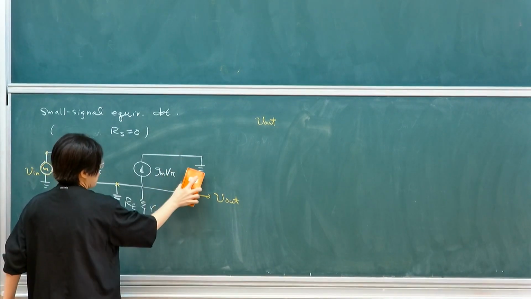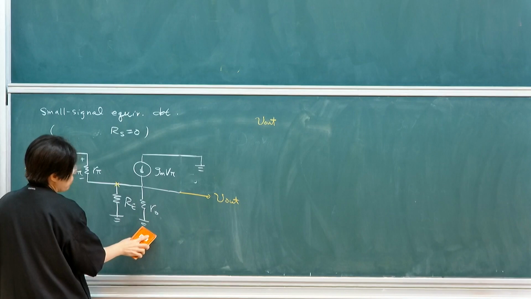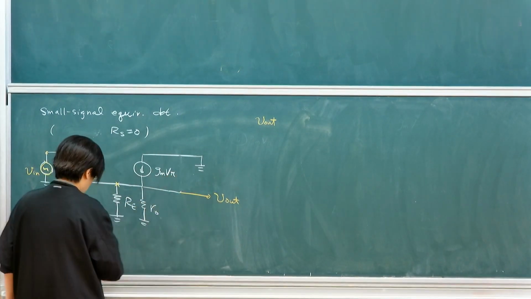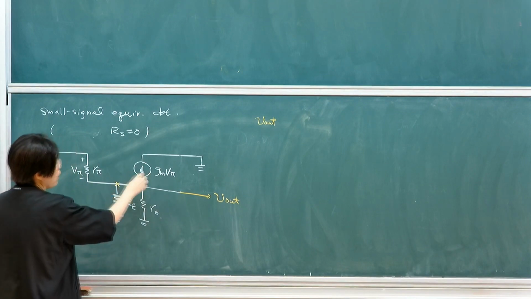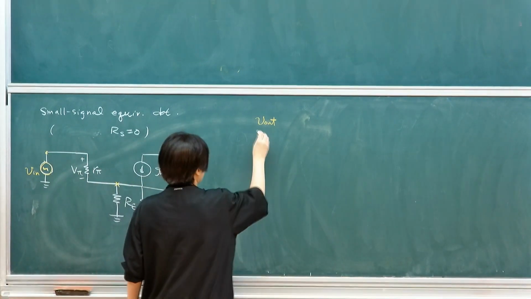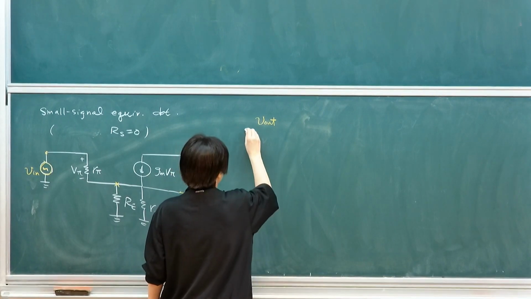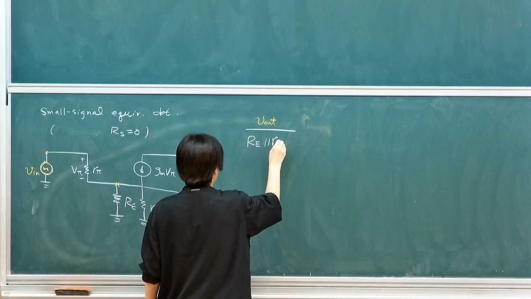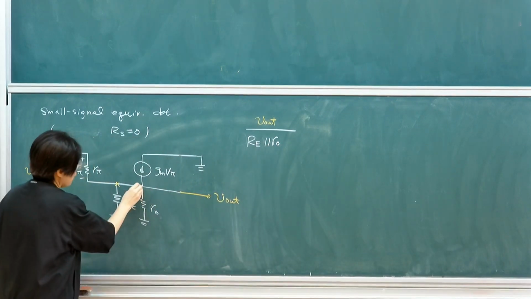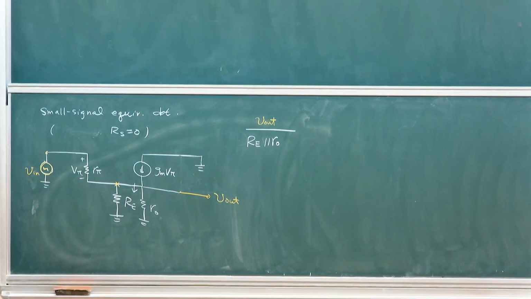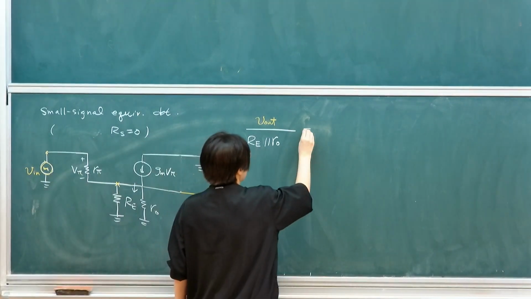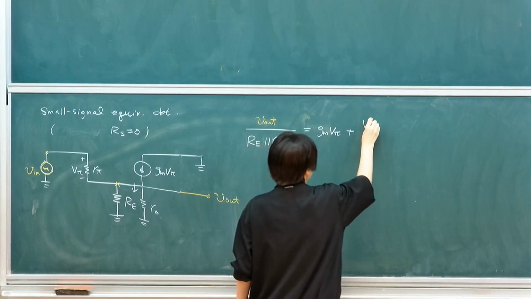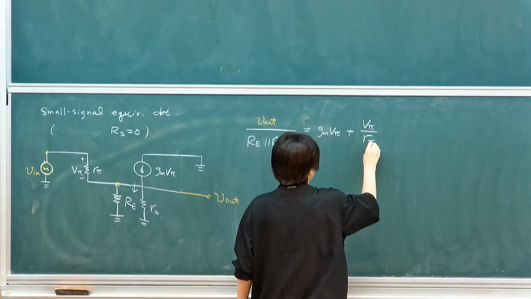Instead of connected to the collector, this is ground, this is also ground. So you could flip it, it will be the same. So if you're looking at this terminal, the current coming in will be, the current going out will be R out divided by R in parallel RO. This is the current going downwards, equals the current coming in, equals GM V pi plus V pi over R pi.